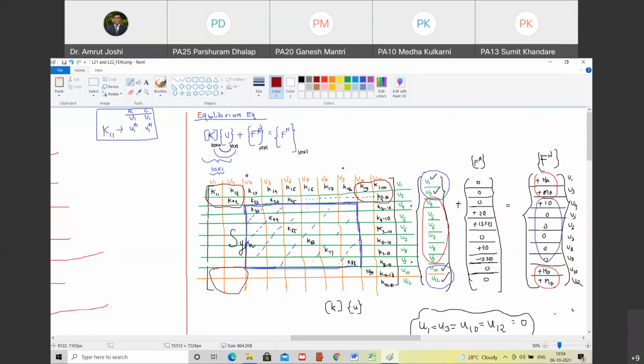U10 and U11 as rows and U11, U10 and U12 as columns. So this is another zone. Happy? Are you with me? Yes, sir. So now tell me U1, U3, U10 and U4, total कितने unknowns, मतलब total कितने rows हुए? 4. Are you with me? Yes, sir.